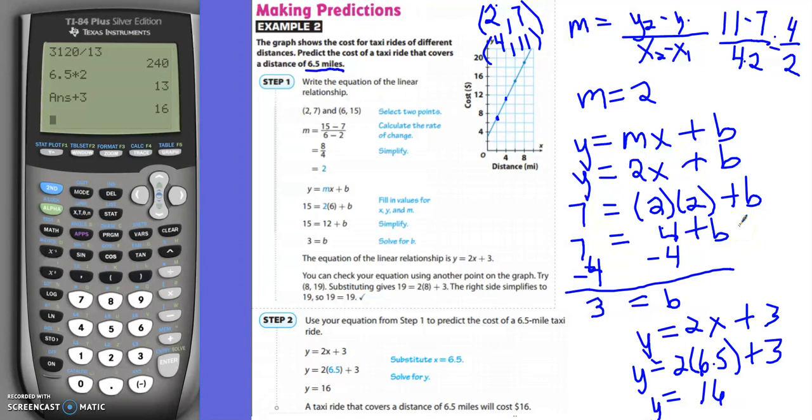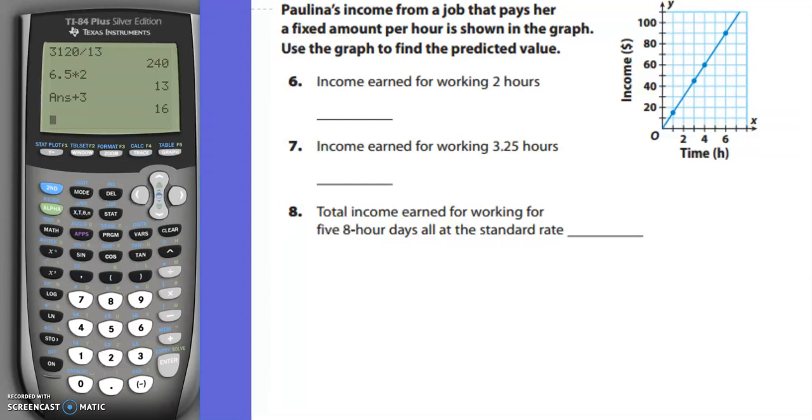Alright, let's take a look at the last one. Pauline's income from a job that pays her a fixed amount per hour is shown in the graph. Use the graph to find the predicted value of income earned for working 2 hours. So for 2 hours, we get paid $30, and I just got that by looking at the graph. So for the ordered pair, 2 hours, we get paid $30.